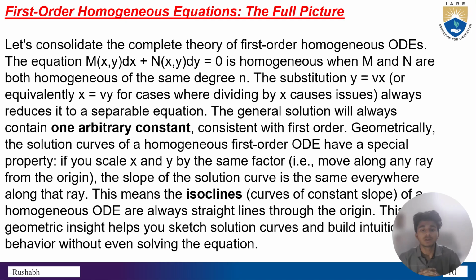Consistent with first order. Geometrically, the solution curves of a homogeneous first order ODE have a special property. If you scale x and y by the same factor, that is, move along any ray from the origin, the slope of the solution curve is the same everywhere along that ray. This means the isoclines, the curves of constant slope, of a homogeneous ODE are always straight lines through the origin. This geometrical insight helps you sketch solution curves and build intuition about the behavior without even solving the equation.